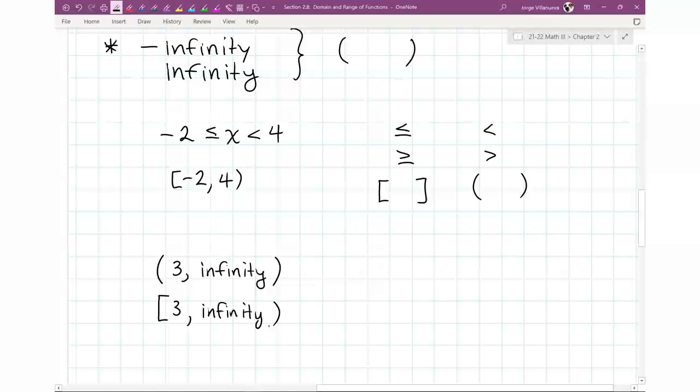Infinities, always parentheses. So sometimes if you have to go from negative infinity to positive infinity, if that's going to be, let's say, your domain, make sure you have parentheses. You can never use brackets on infinities, okay? Infinities always have to have those parentheses. So let me show you what your homework is going to look like.